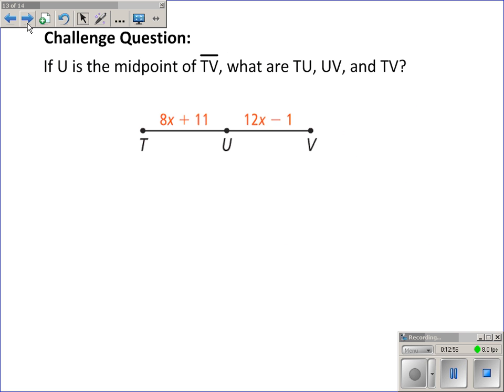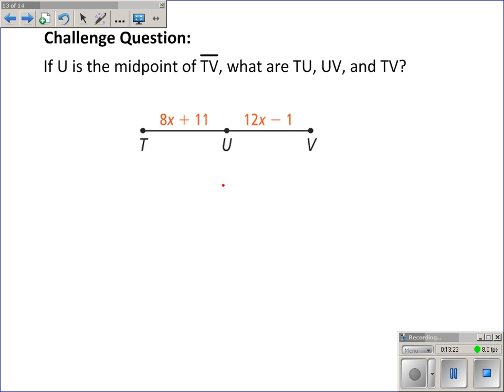All right. I think we have time for one challenge question. Let me just set this up. We're kind of getting low on time. But if U is the midpoint of segment TV, what is the length of TU, UV, and TV? Okay, I think we'll have time just to set this up, and then if you want to solve it, you can, but I think there's something like this on the homework.